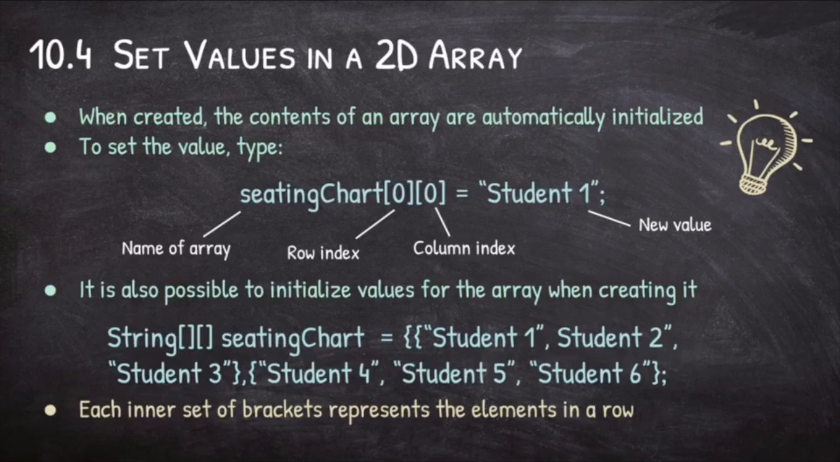So for setting values in 2D arrays, the contents of an array are going to be automatically initialized when you first create it. So in Java, that would mean 0 for an integer, null for an object, and false for Boolean types. To set a value at a specific position, you need to type in the name of the array and the row index in brackets, as well as the column index in brackets. Then you set the position equal to a new value. It is also possible to initialize values for the array when creating it. So in the example here, each inner set of brackets represents the elements in a row.